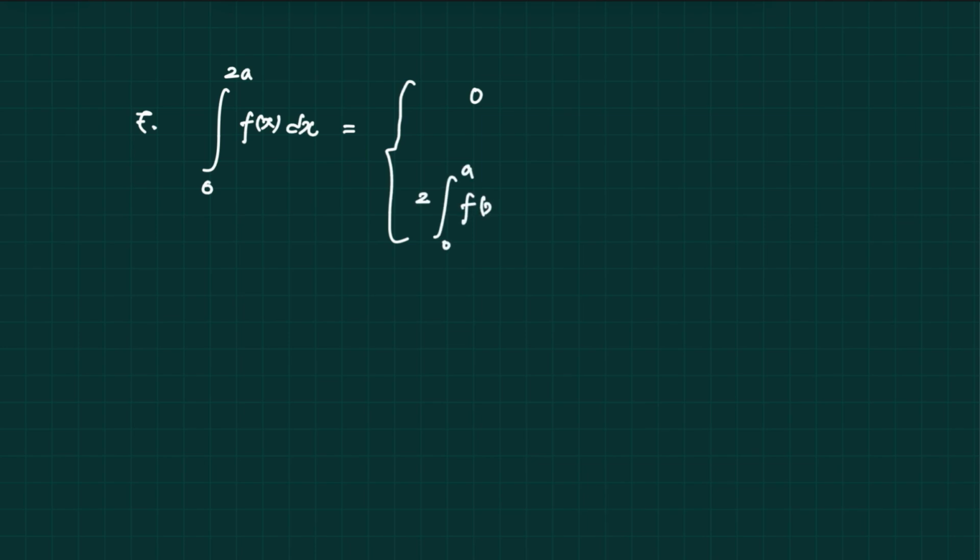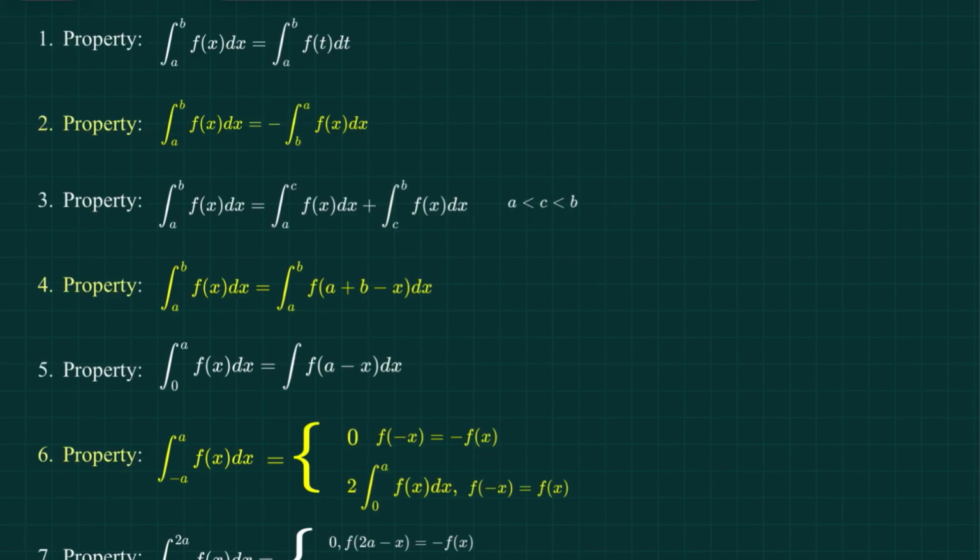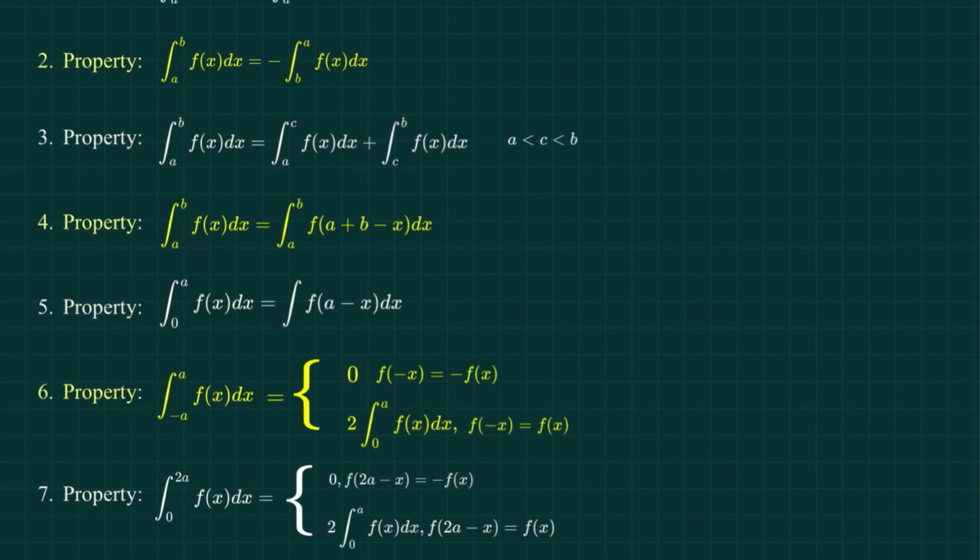And finally property number 7, from 0 to 2a of f of x dx. This will also have two values, either 0 or 2 times the integration from 0 to a of f of x dx. This integral will be 0 if f of (2a minus x) equals minus f of x, and it will take the other value if f of (2a minus x) equals f of x. So let us summarize all the 7 properties. These are the 7 properties which we have discussed just now.